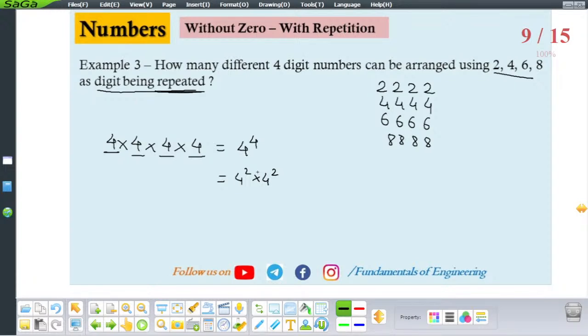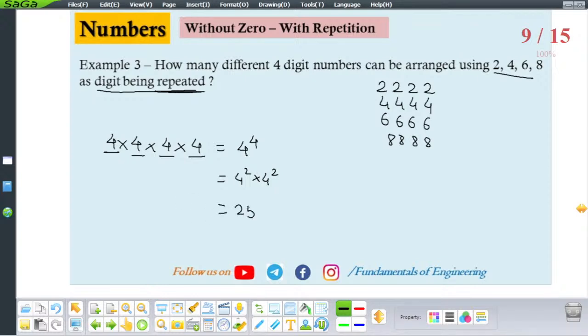Yes, anyone? What is the answer you are getting? 4^4. This is a very simple one. 4^4. I will give the answer.